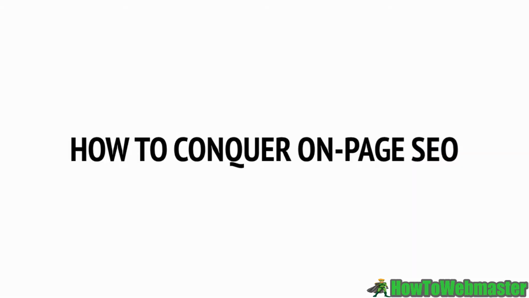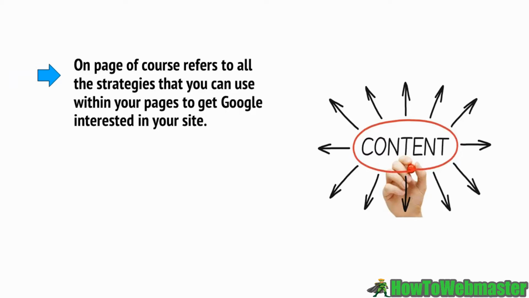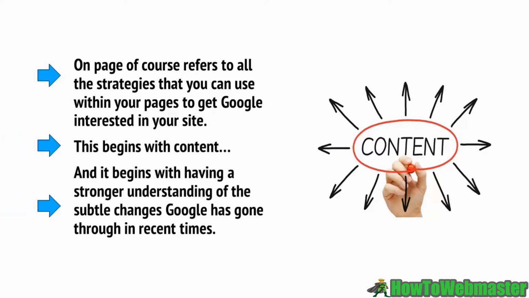Regardless of all the changes that have happened, it's still possible to separate our SEO into largely on-page and off-page. I'm going to talk about on-page now and off-page in the next video of this series, but both are important. On-page, of course, refers to all the strategies that you can use within your pages to get Google interested in your site. This begins with content, and it begins with having a stronger understanding of the subtle changes Google has gone through in recent times.